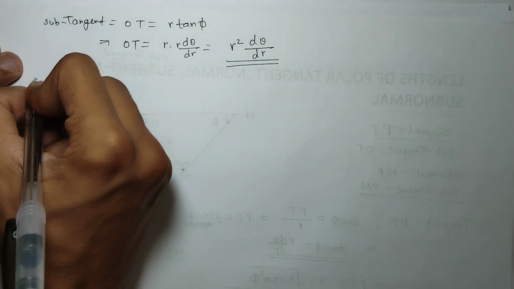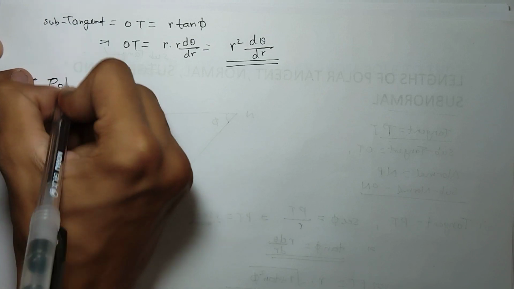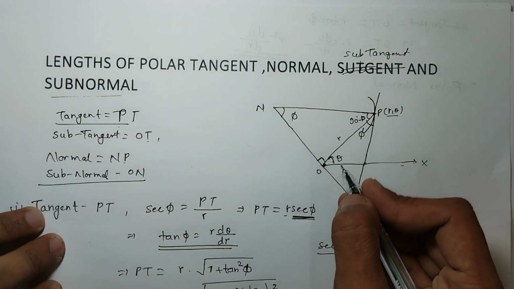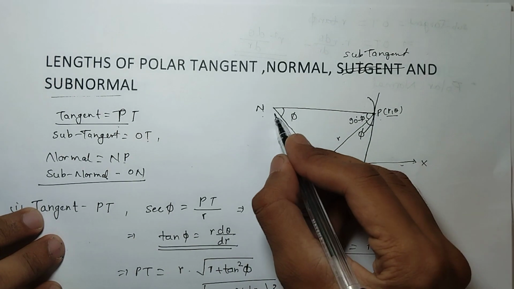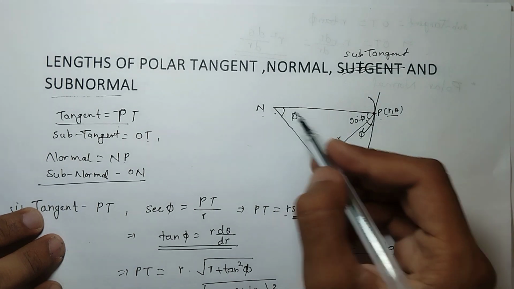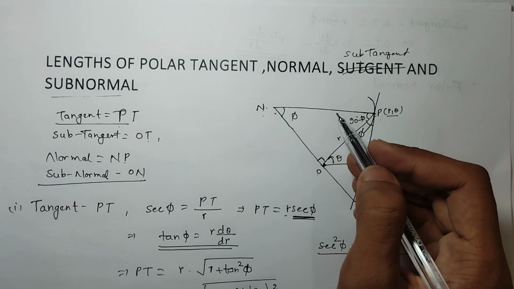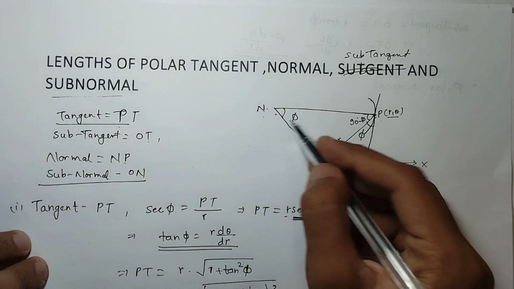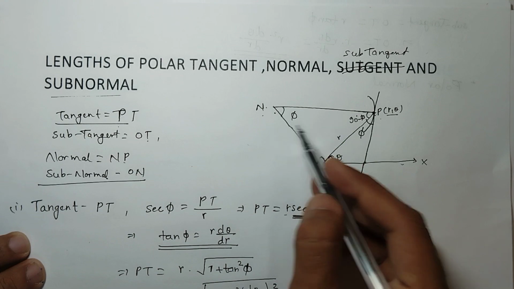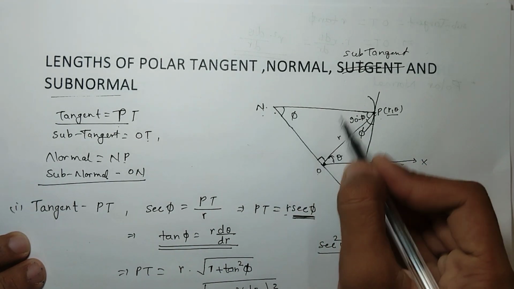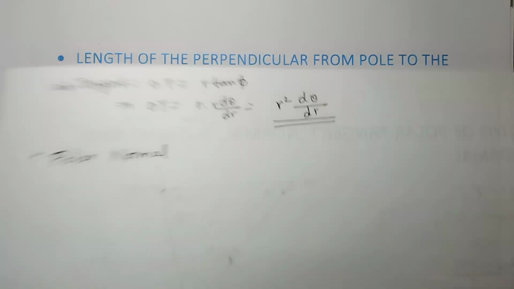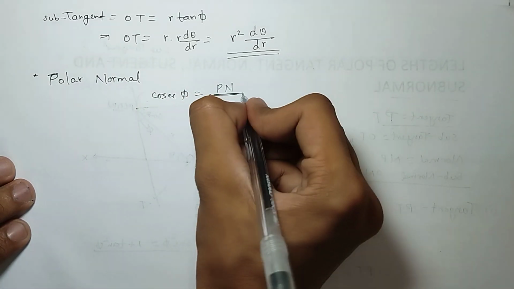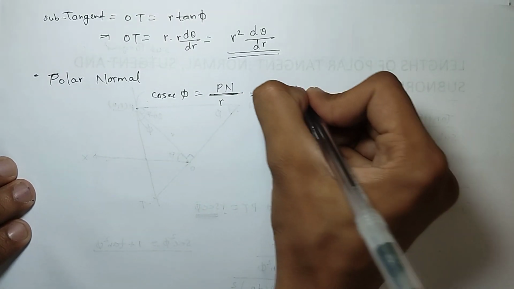Now we find the length of normal. To find the length of normal, that is PN, we use this triangle OPN. We have to find PN, that is our normal. Now we use cosec phi, hypotenuse upon perpendicular, that is our PN upon r. Then cosec phi equal PN, that is our polar normal, upon OP, that is r. We can write PN equal r into cosec phi.